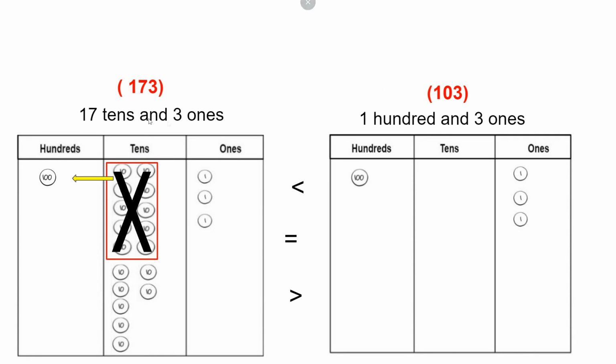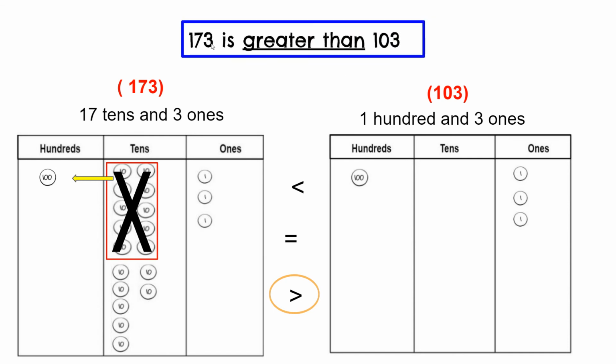Now, which symbol would best fit in this expression? We know that this is 173 and this is 103. Shall we use less than, equal to, or greater than? Good job! When you said greater than, here's the greater than symbol, you are correct. And here is how we're going to say it. 173 is greater than 103. All right, boys and girls, remember, here is the greater than, here is the equal to, and less than.